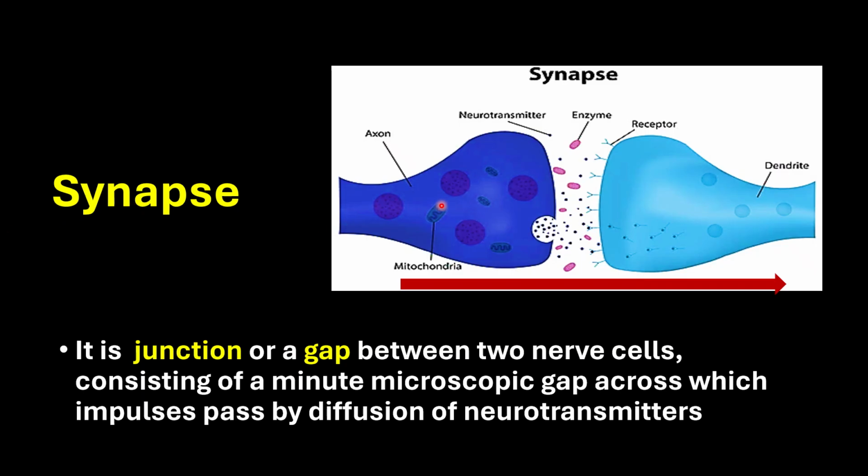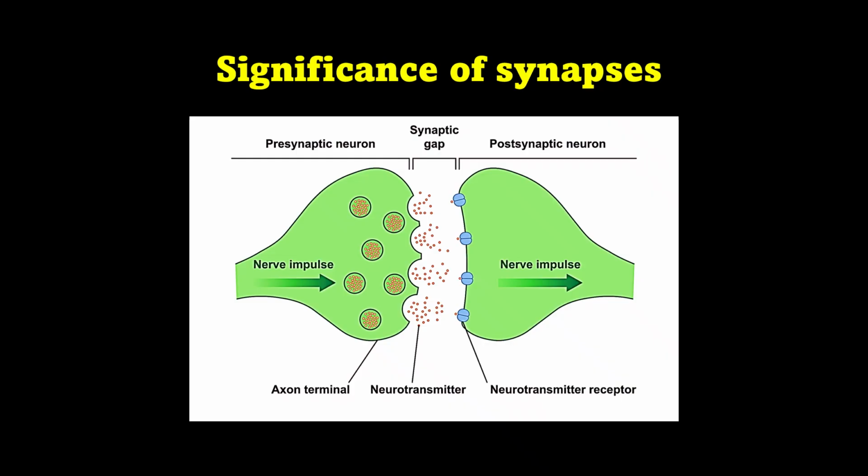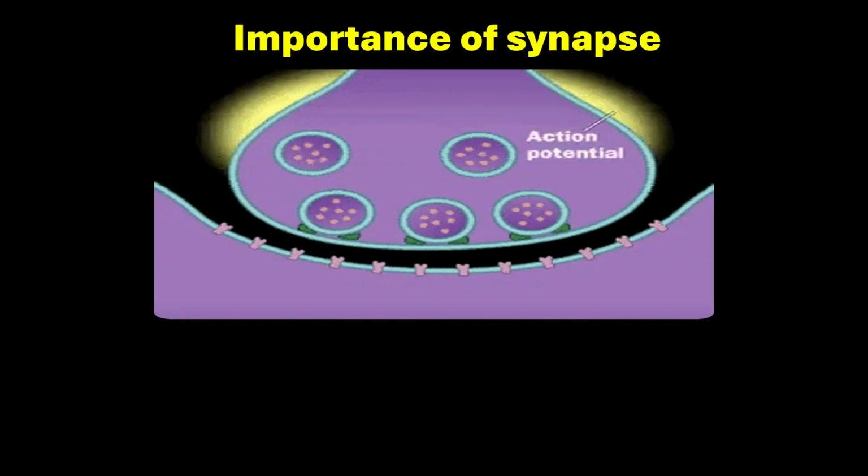So for an impulse to move from one neuron to another, that is from an axon to a dendrite, it does so by diffusion. Substances in the body move by diffusion. The majority of substances in the body move by diffusion, except water. Water moves by osmosis. So that is what you should know. Why should there be a synapse? What is the importance of a synapse? Why must there be a gap between two neurons?